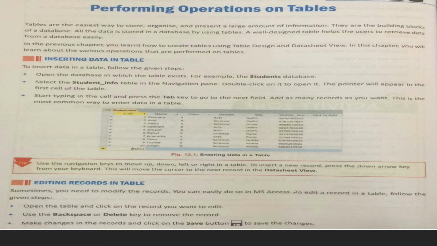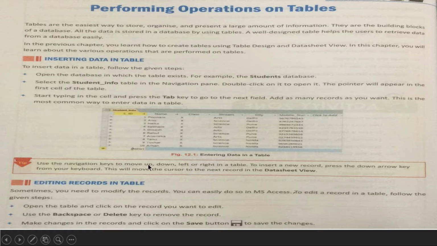Here your database is students and select the students info table. This is the name of the table you can see out here, in the navigation pane, and from there you will just start typing. Start typing in the cell and press the tab key. Means from one cell to another, when you move, you have to press the tab key and then just enter the number. And if this is a primary key, in that case this particular value will not be the same. All right, so it is very easy.